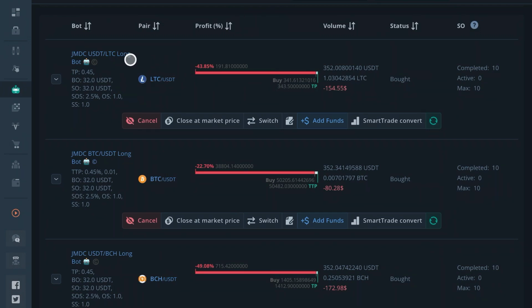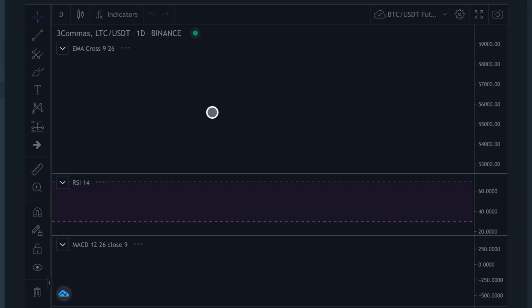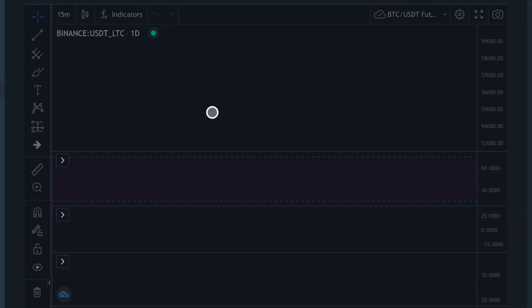Here we can see that our take profit goal for Litecoin for this bot is down 43.85%. We've got 10 safety orders completed, 0 active out of 10. Last action was bought, so we have run out of safety orders on this trade. Let's go ahead and see what it looks like on the daily time frame.